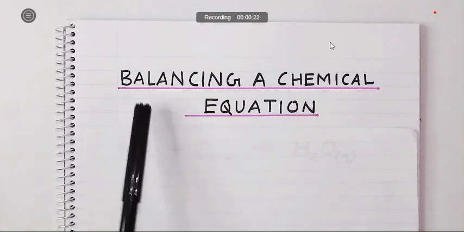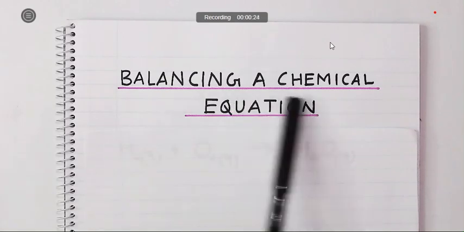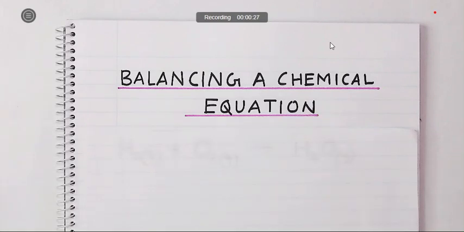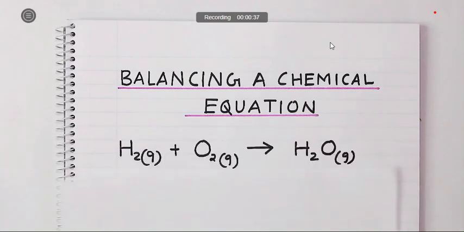Today's topic is balancing a chemical equation. This is actually an important topic for grade 10 learners. We have to know how to balance a chemical equation. So here I have a simple example, balancing of a simple chemical equation.